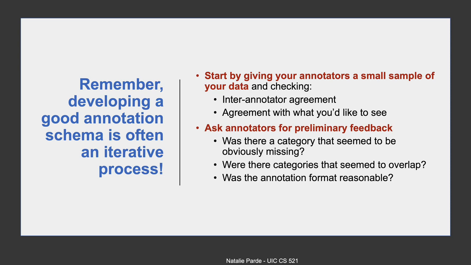If agreement is poor, or if the labels don't match with what you'd like to see, you can revise your schema before moving forward. If you have access to your annotators, you can ask them for feedback about the task to see where some of the potential pitfalls might be. For example, did they feel like an important category was missing? Did they feel like there were some categories that could easily overlap, making it hard to choose between them? Was the annotation format reasonable, or was it cumbersome or unintuitive?